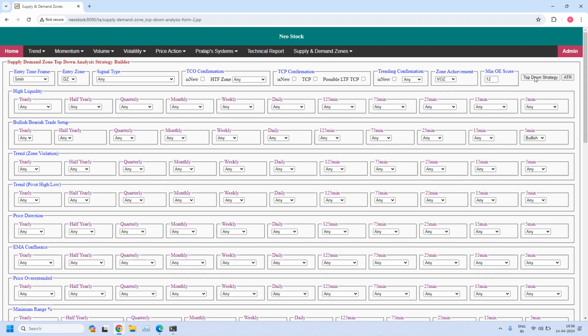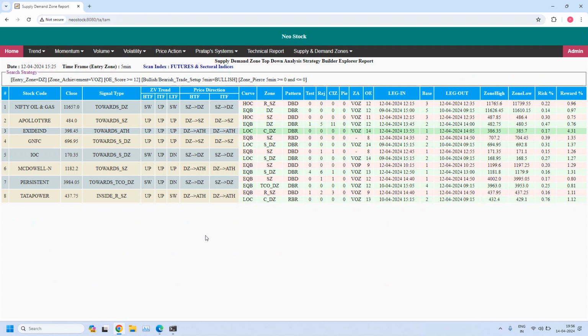Now let us filter the stocks. These 8 stocks are filtered. Currently they are supporting bullish trade setup. Sorry for my mistake, it is bullish trade setup for hourly income trade. So always you can search the strategy. See here, bullish or bearish trade setup, 5 minutes, we selected bullish. And also the entry time frame is 5 minutes. You learned all these points from lesson 21.1, that is part 1 of lesson 21.